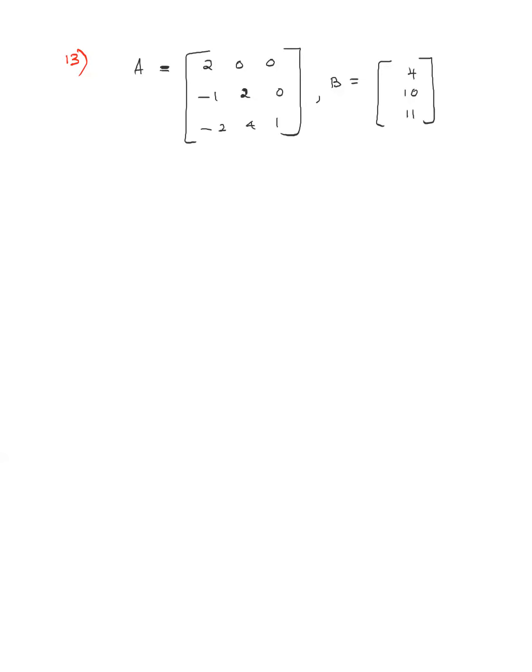It's a row matrix when there is only one row. When there is only one column, it's called a column matrix. So B is a column matrix. Now we have to find x. Ax equal to B, then find x. So here x is going to be A inverse times B.